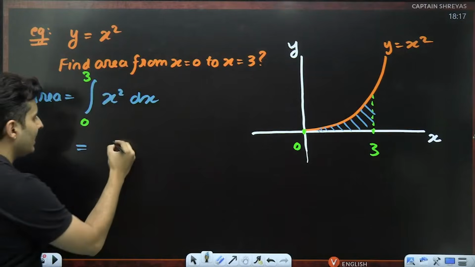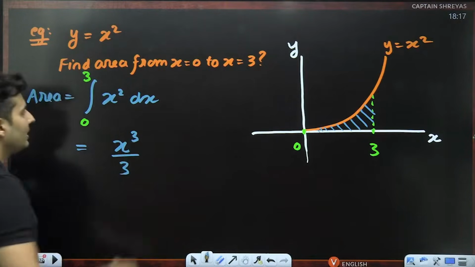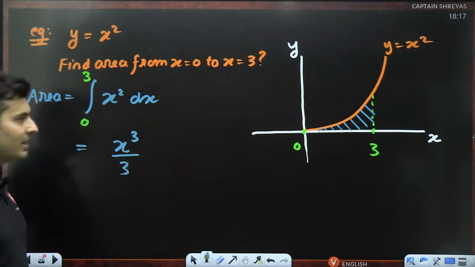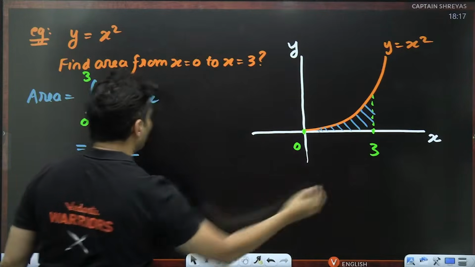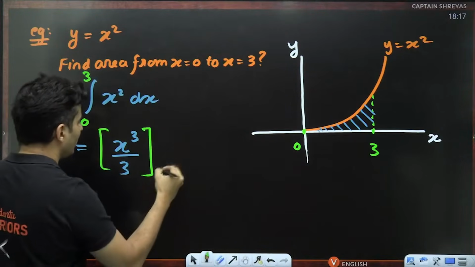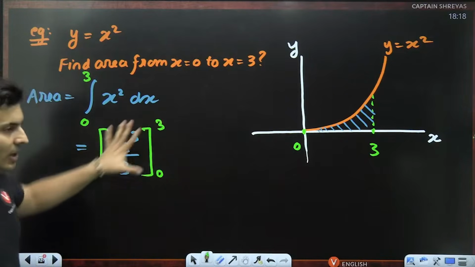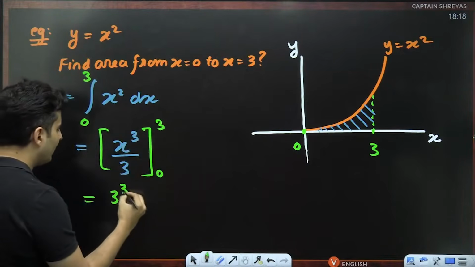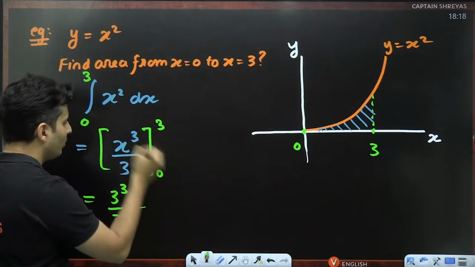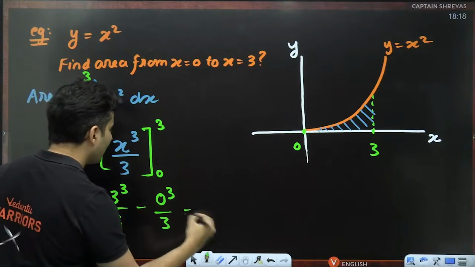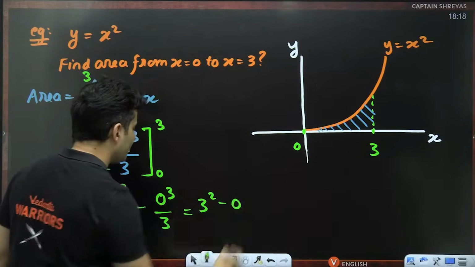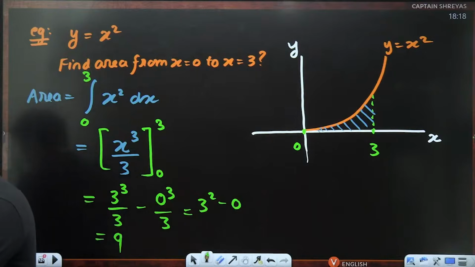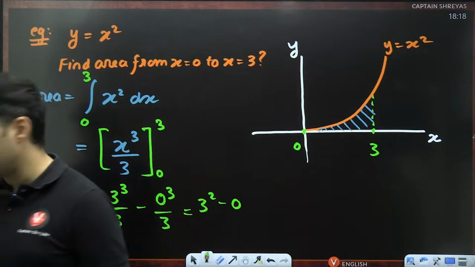Now, x square's integration is x cube divided by 3, x raised to n plus 1 by n plus 1. Limits are there, that's why no constant of integration will be there. Last thing you will do is put the square brackets and put the limits. As of now I have not yet substituted, so let's substitute and see what we get. 3 cube by 3 minus, put 0 over here, 0 cube by 3. 3 cube by 3 is basically 3 square minus 0, right? So this answer will be basically 9 units. Hence the answer to this question is 9.